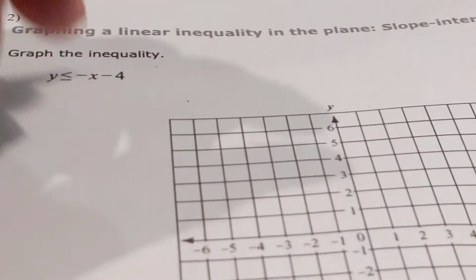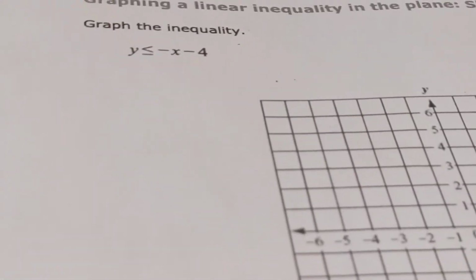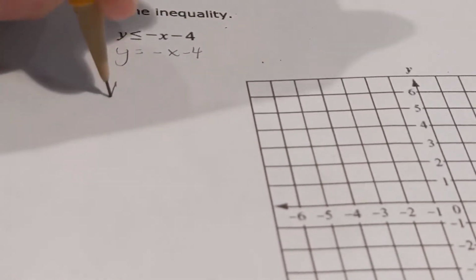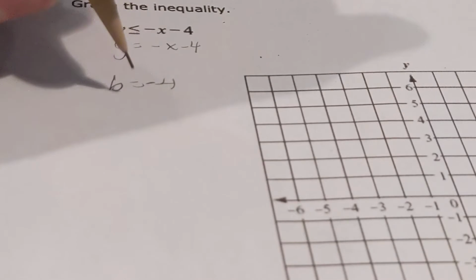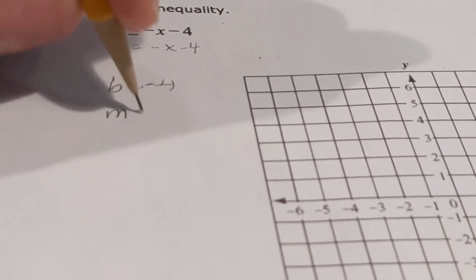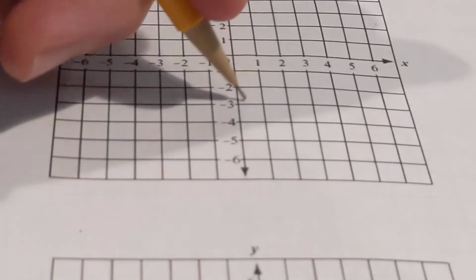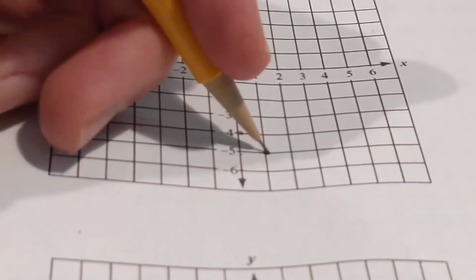All right, so we're going to start by graphing this as if it was y equals -x minus 4. Okay, so the intercept b is -4, and the slope is -1, and of course put that over 1. So intercept -4, down 1, over 1.